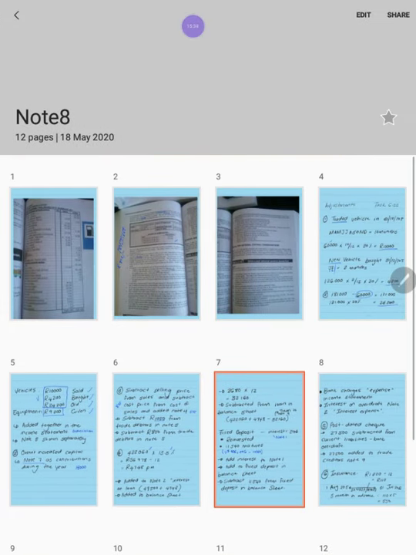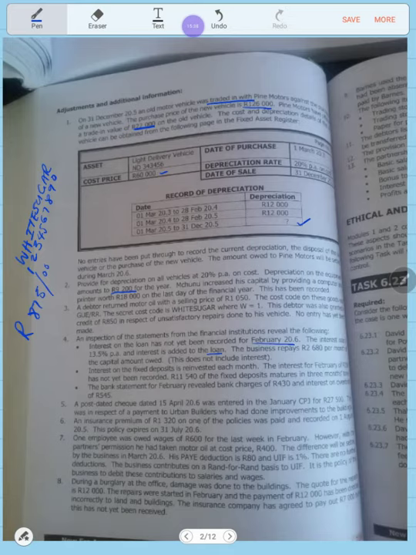Our next adjustment: the post-dated check dated the 15th of April 20.6 was entered into in the January CPJ, 27,500 Rand, and this was in respect of a payment to urban builders who had done improvements. Okay, so it's a post-dated check, keeping that in mind.